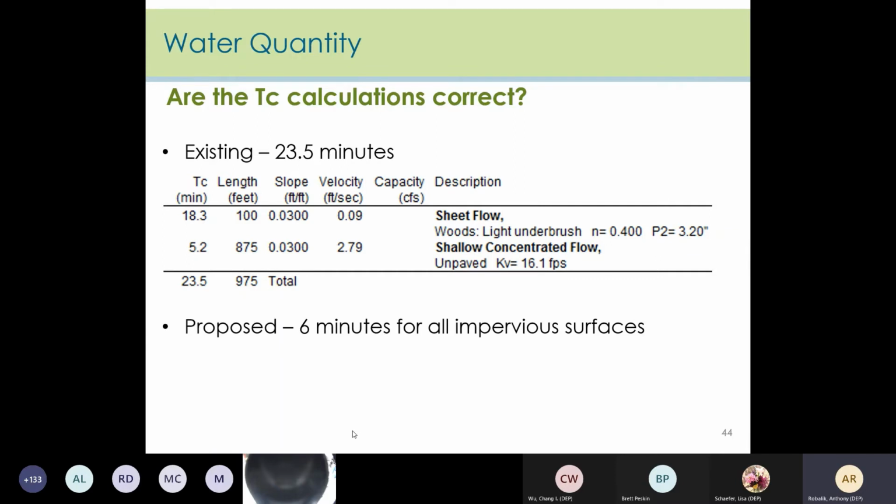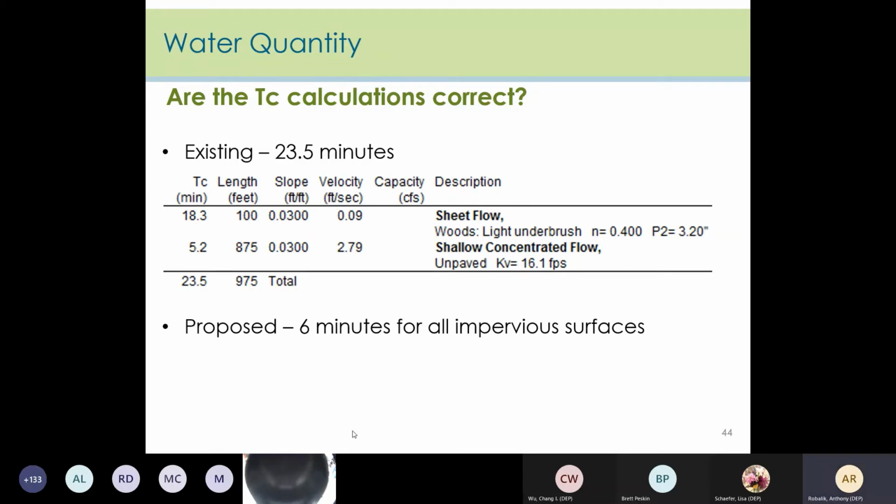This is one for existing conditions. They used 100 feet for sheet flow, woods light underbrush with a Manning's N of 0.4. It's good. All of those things match up. The max Manning's N you could use is 0.4, 100 feet for sheet flow. The slope is 3%, which seems reasonable for the area. You can also measure that from the plans to double check. But here the TC came out to 23.5 minutes, so that seems okay.